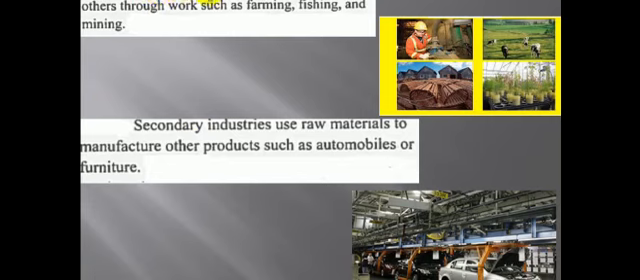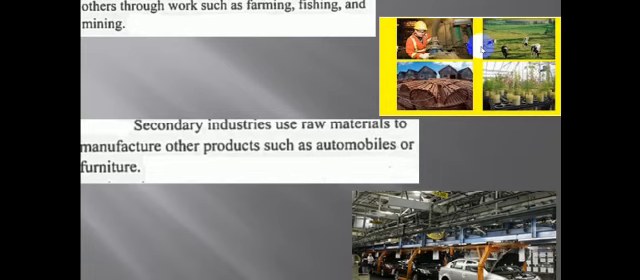Primary industries provide natural resources to others through work such as farming, fishing, and mining, as we see here in the picture. So primary industries are making the raw materials. They are farming, fishing, and mining. Alright, that's primary industry. Secondary industry uses raw materials to manufacture other products such as automobiles or furniture.